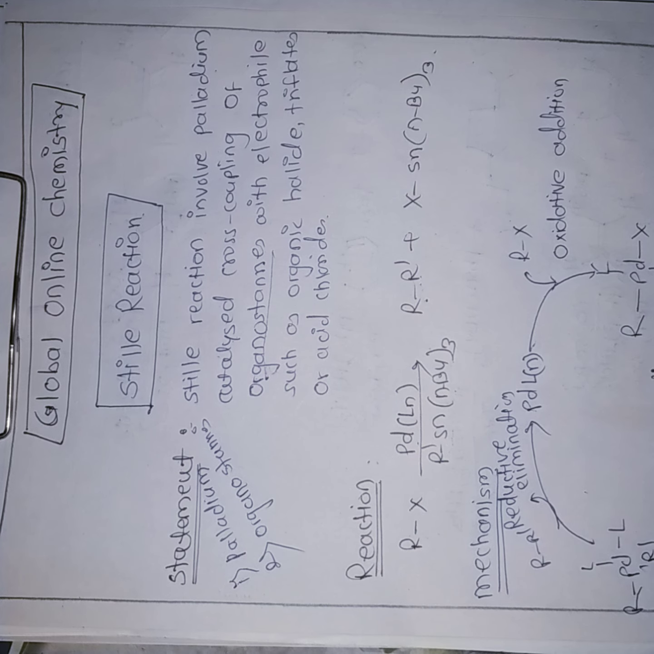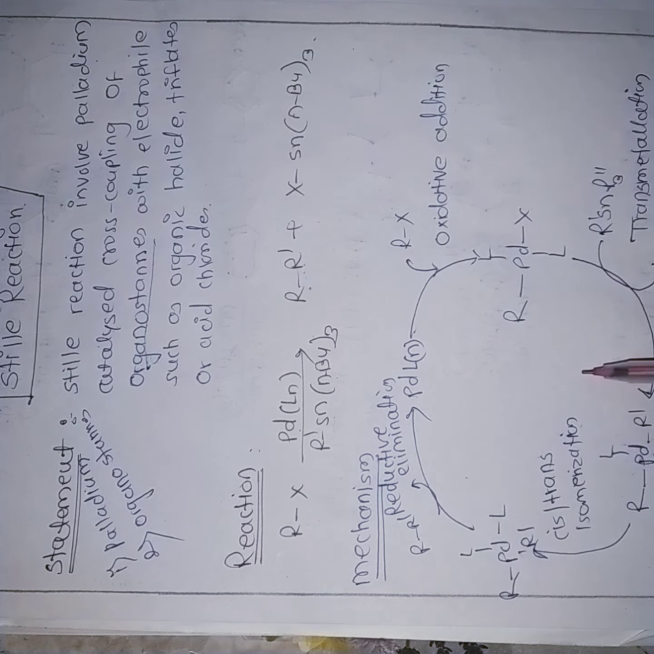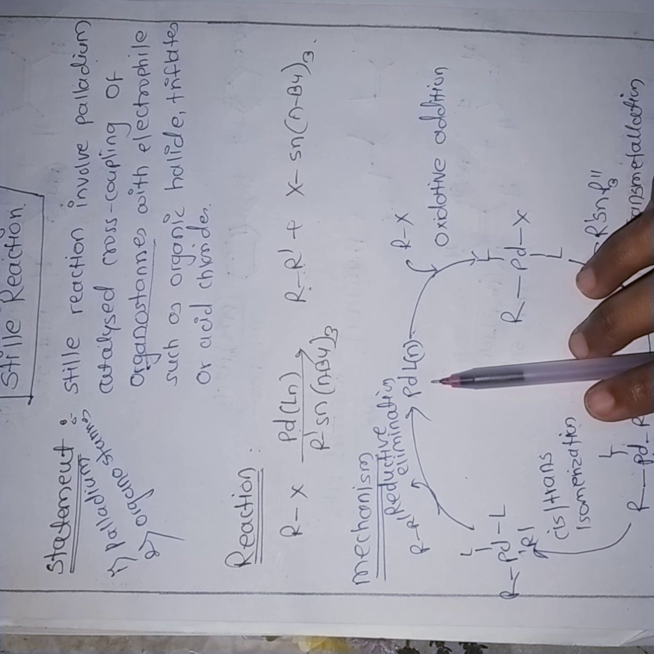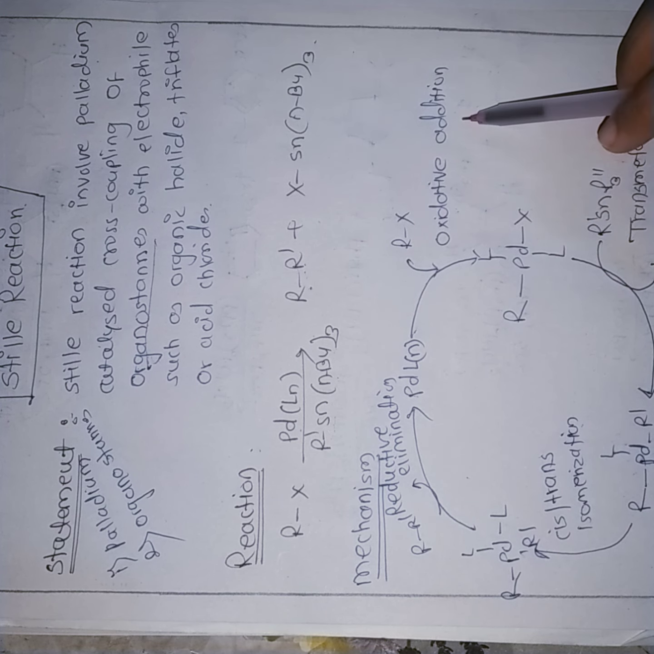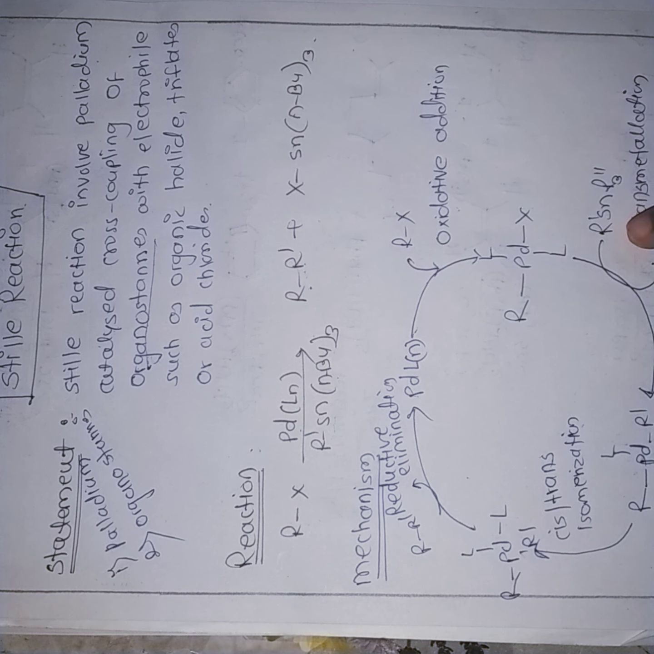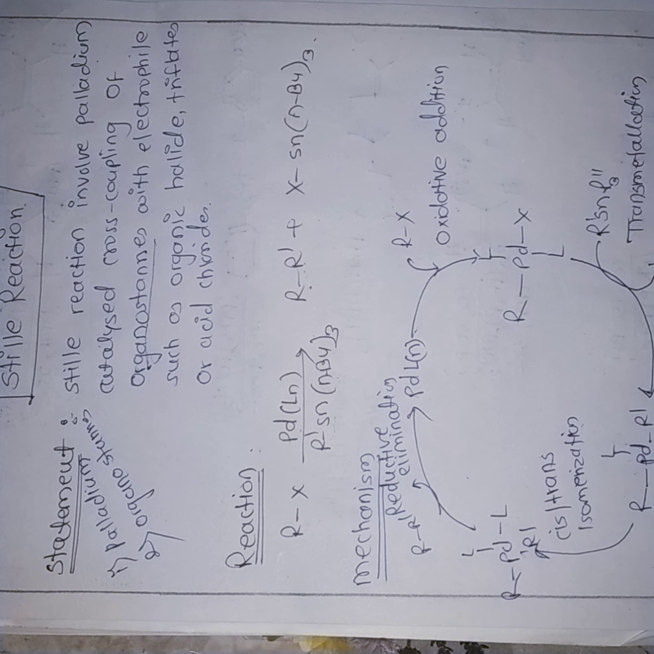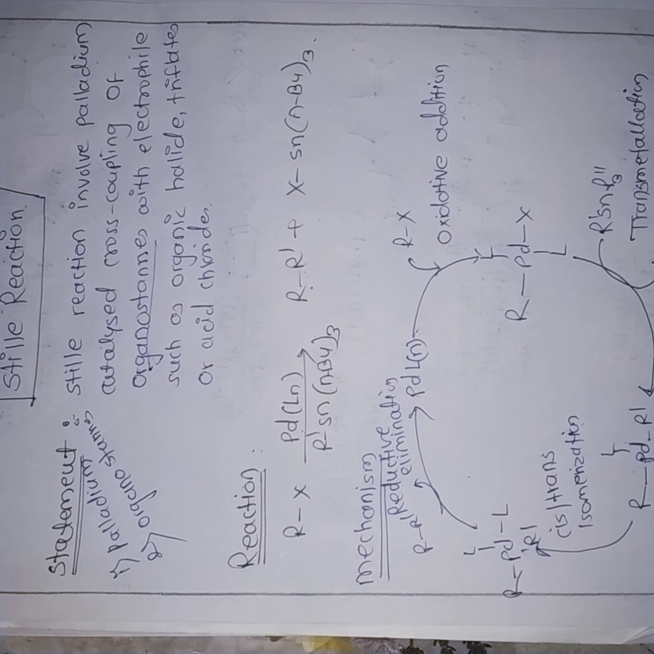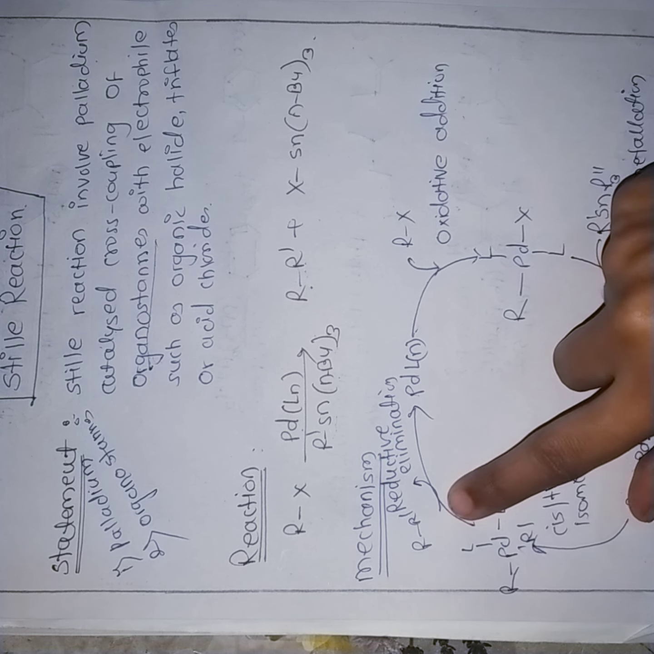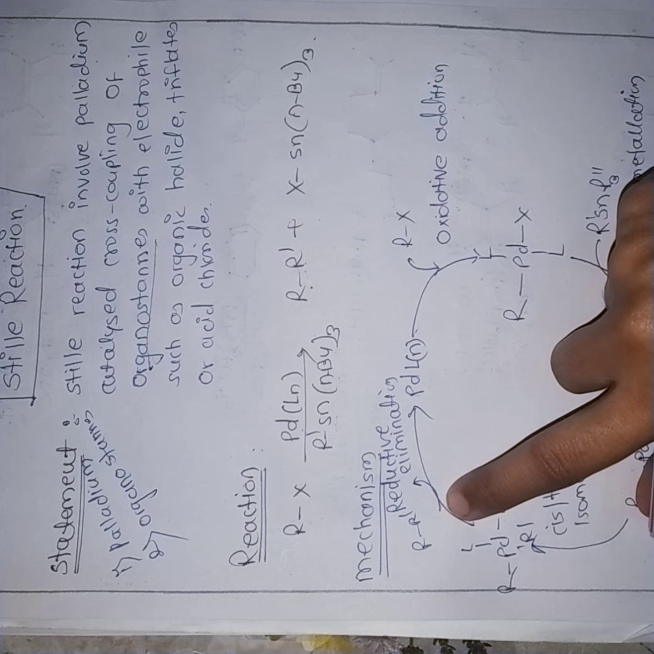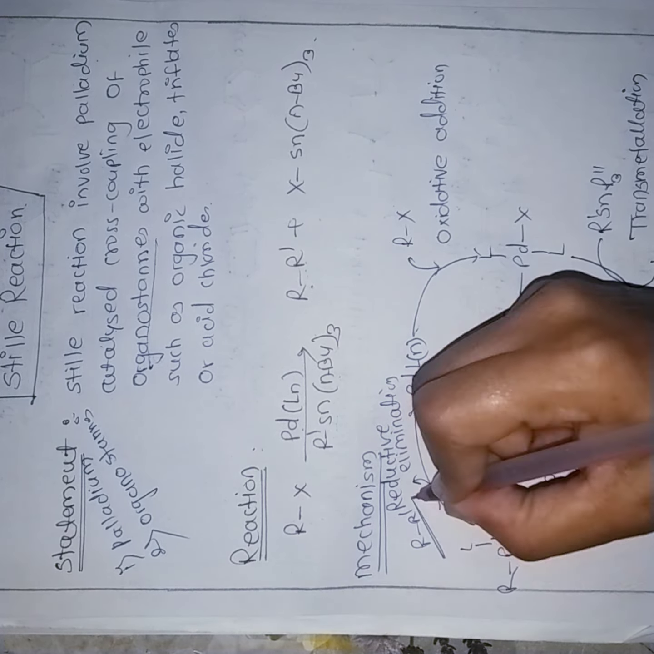Now look at the mechanism. The mechanism involves reaction of palladium. In the first step, it involves oxidative addition of organic halide to form this complex. After transmetallation with organostannane, it forms a second complex. After cis-trans isomerization followed by reductive elimination, we got R-R1 as a single product. This is our required product.